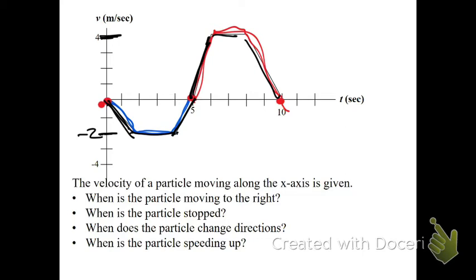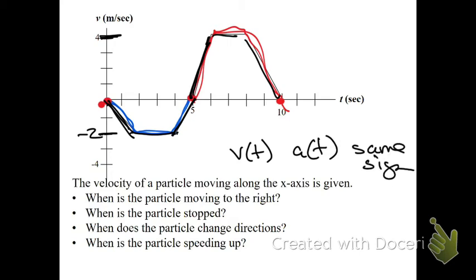Okay, you could try getting away with saying because speed is the absolute value of velocity. But what they're really looking for, and what you need to know when it's not a graph, is the definition of speeding up and slowing down. Speeding up is when velocity and acceleration have the same sign. That's speeding up. Slowing down is when velocity and acceleration have opposite signs. Okay, let me explain why that works, okay?